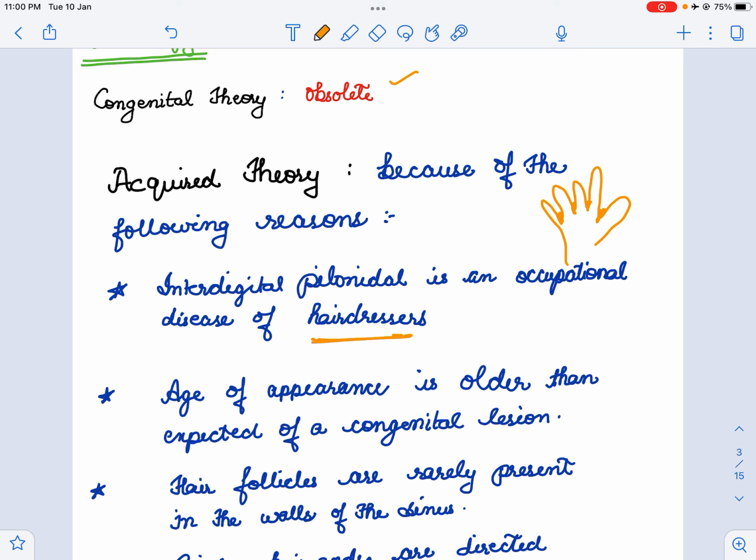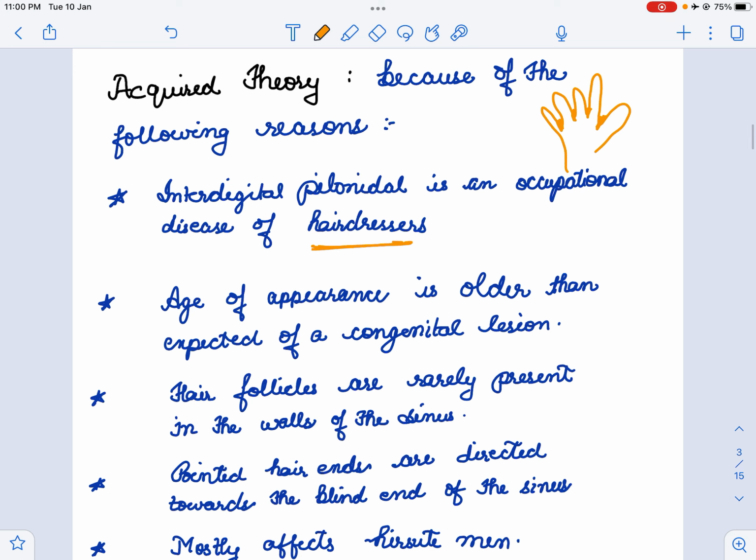Now a pilonidal sinus in the gluteal cleft is more commonly seen in jeep drivers or truck drivers. So there too you are seeing an occupational cause. Second, the age of appearance. The age of appearance is older than that which is expected of a congenital lesion. That is to say, if it were a congenital lesion, it would have presented earlier.